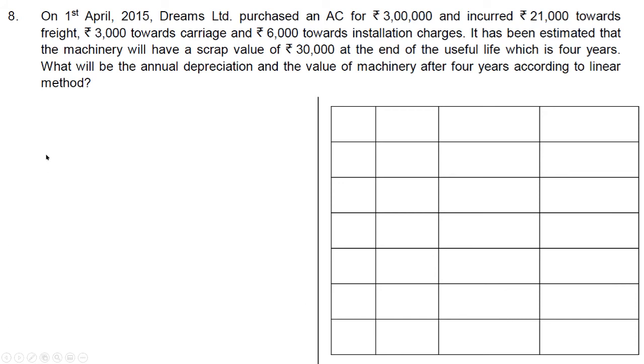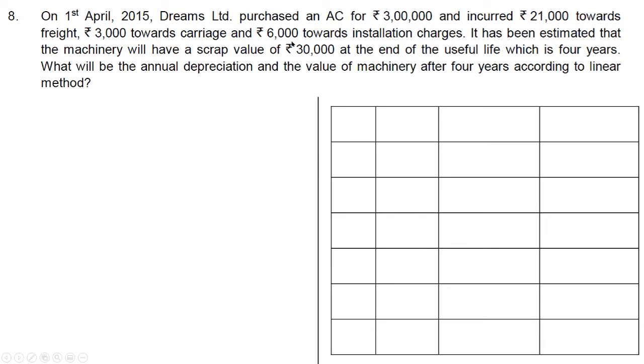Moving on to the last question. On 1st April 2015, Dreams Limited purchased an AC for rupees 3 lakhs and incurred 21,000 towards freight, 3,000 towards carriage and 6,000 towards installation charges. It has been estimated that the machinery will have a scrap value of rupees 30,000 at the end of the useful life, which is 4 years. What will be the annual depreciation and the value of machinery after 4 years according to linear method?